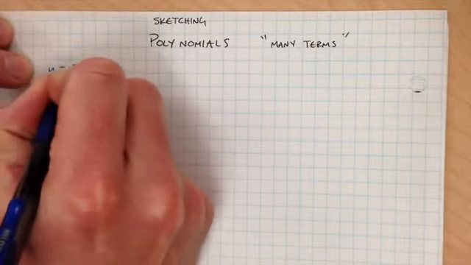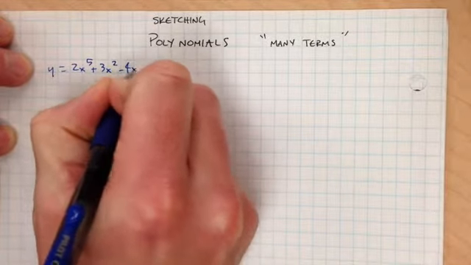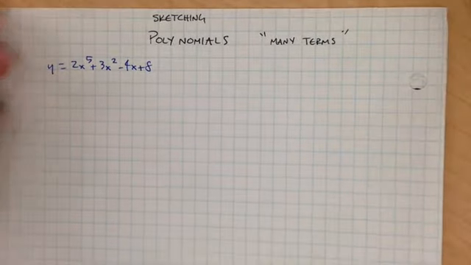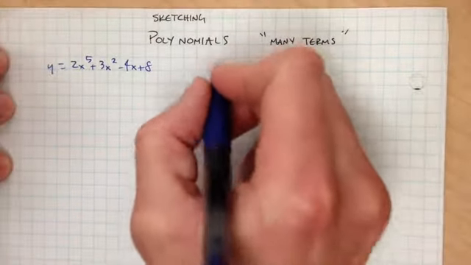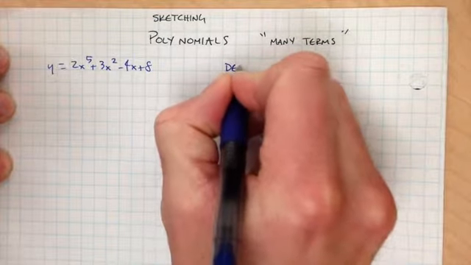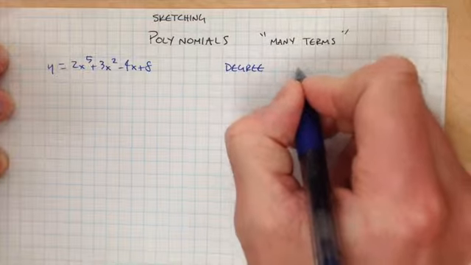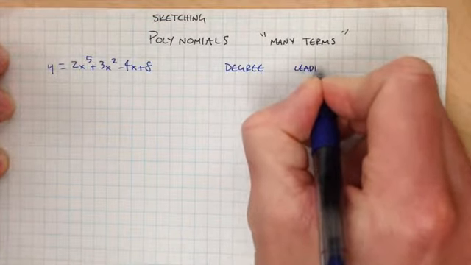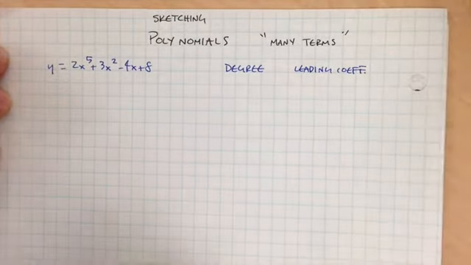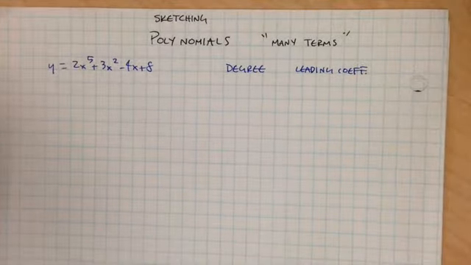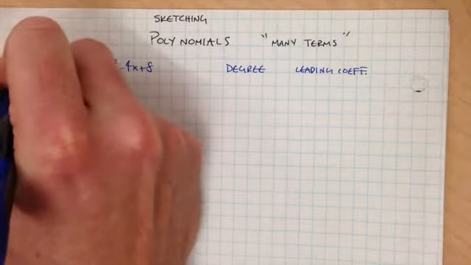Let's take a look at y equals 2x to the fifth plus 3x squared minus 4x plus 8. That is a polynomial right there. The things that we need to understand about these polynomials: we need to figure out what the degree is, and we also want to know the sign of the leading coefficient. Understanding these two things, we're going to have a pretty decent idea of really what this looks like. This is a polynomial that is in standard form.